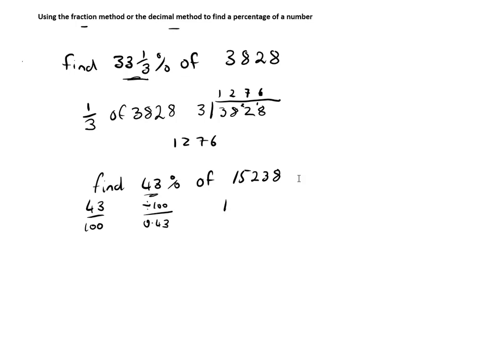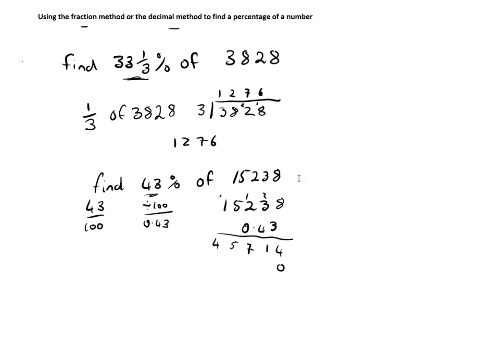And now we're just going to multiply 15,238 by 0.43. Okay, so 3 eights are 24, put down 4, carry 2, that's 9, that's 11, put only 1 and carry 1, 3 twos are 6, and 1 is 7. 3 fives are 15, put down your 5, carry a 1, 3 ones are 3, and 1 is 4.